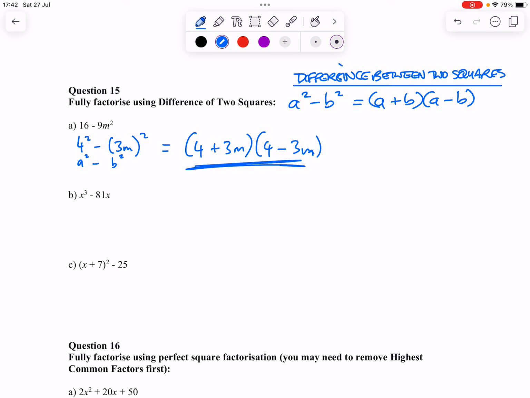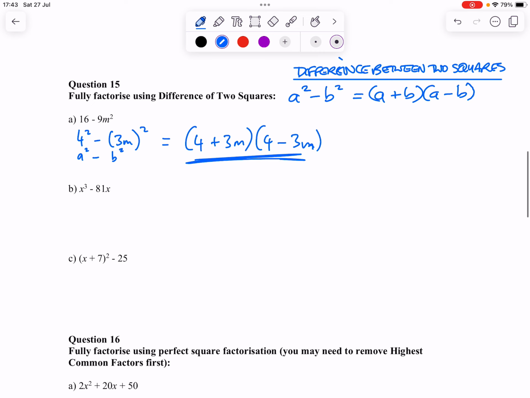Underline. x cubed, take 81x. You're being told you need to use difference of 2 squares. But that doesn't work for this because this is x to the power of 3. So like I said before, always try common factors first. Because x cubed is x dot x dot x. Take 81x. Common factor of x in both terms. So that goes on the outside and you've got x squared take 81.